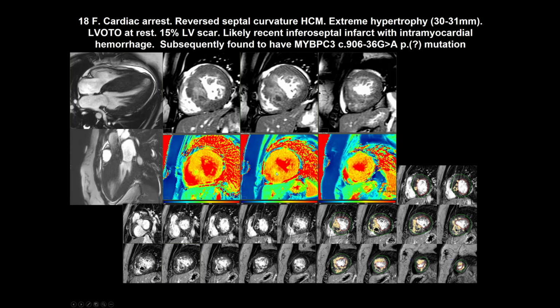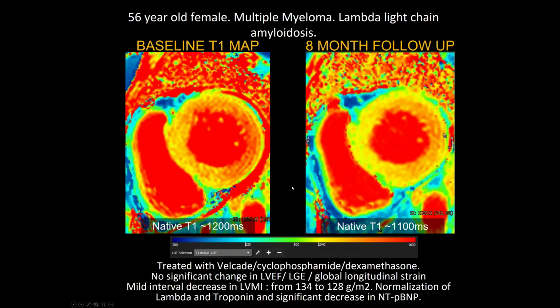On the tissue maps, we can see that there's low native T1 over here because the iron has leaked out and is reducing her native T1. We can also follow up disease with T1 maps to monitor response to therapy, as we did in this patient with multiple myeloma on chemotherapy.